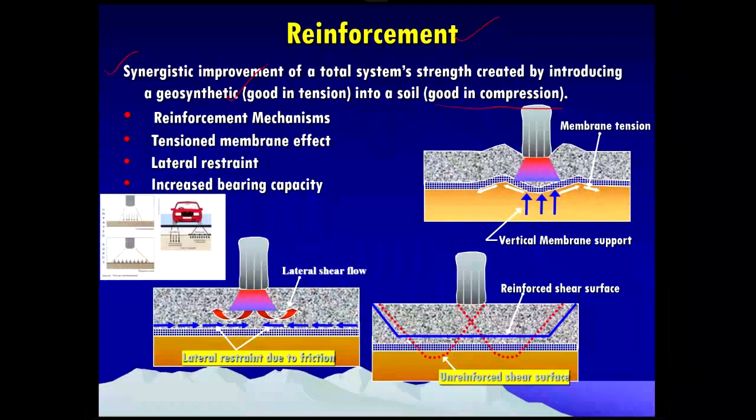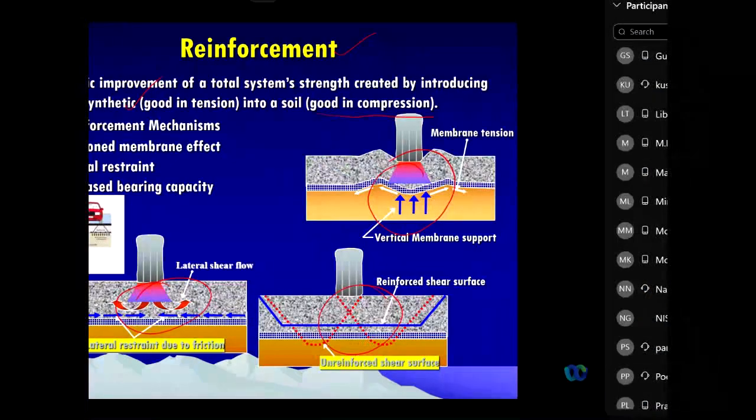So if you look at this figure, three fundamental reinforcement mechanisms have been identified, involving the geogrid. The first one is the lateral restraint. You can see this lateral restraint due to the friction. The second is improved bearing capacity. The third one is the tension membrane effect.